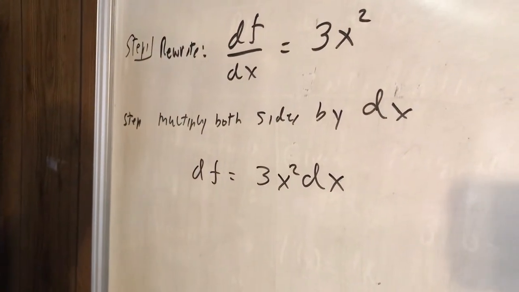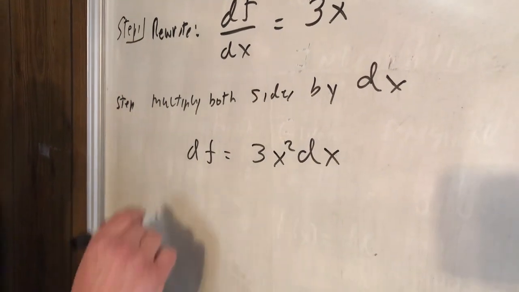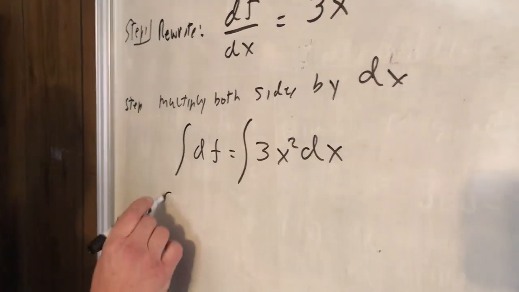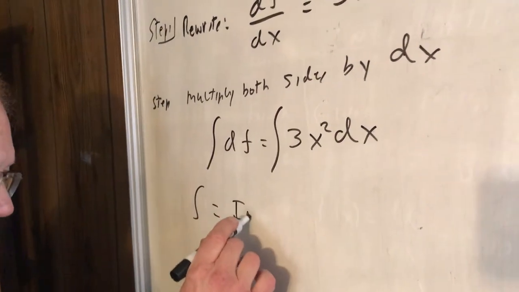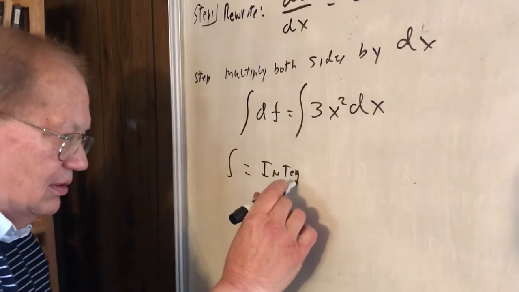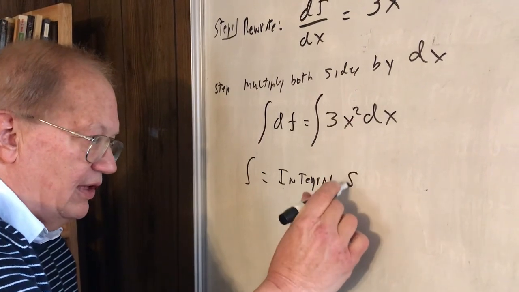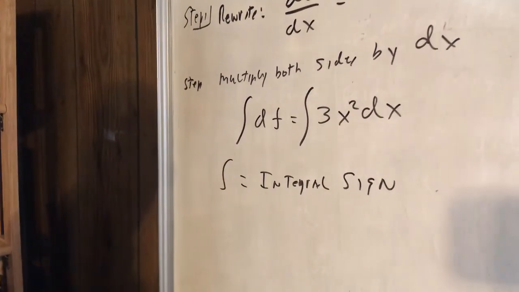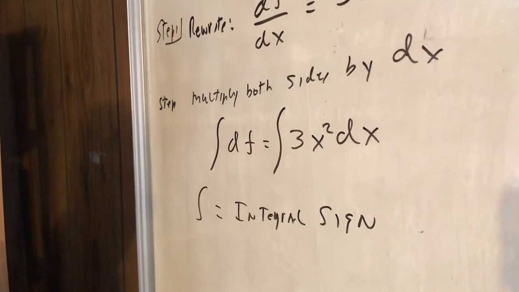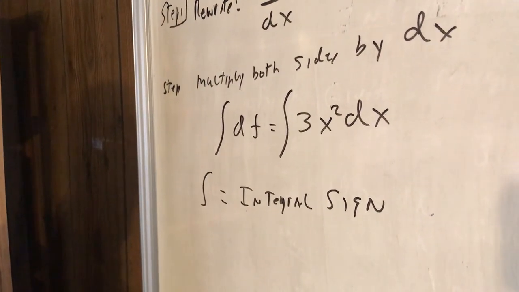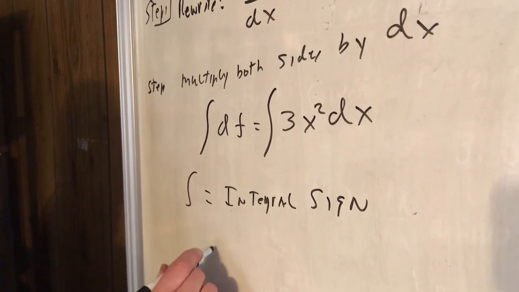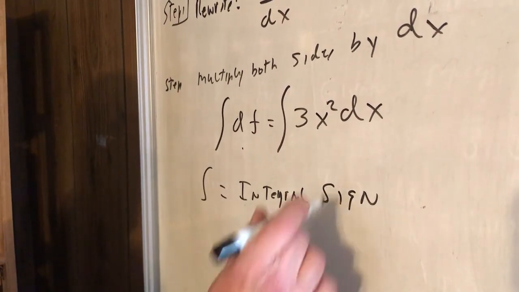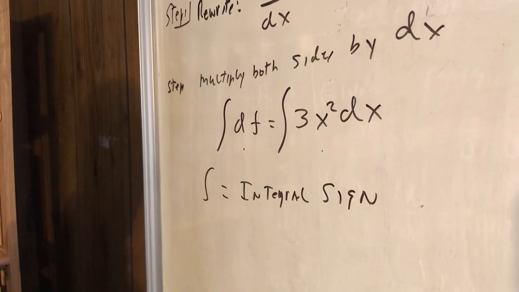In order to do that, I'm going to use integration. And I'm going to put an integral sign, which almost looks like an S. So this equals the integral sign. Doesn't matter whether you're taking a definite or an indefinite integral, using the same sign, just other things will happen. So you're going to have here integration of df is equal to 3x squared dx.